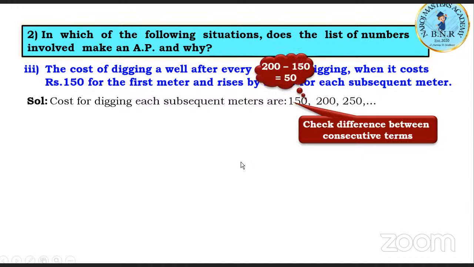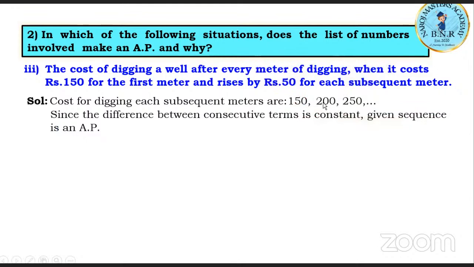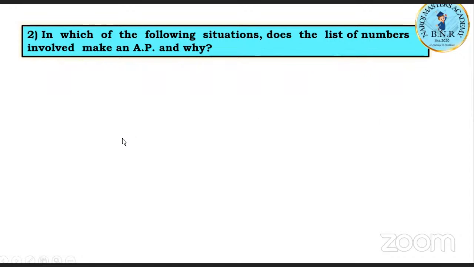So 250 minus 150 is the difference. How much? 50. Difference again 50. The next term's difference is also 50. Is it right? As the common difference is constant, can we say this statement is forming an AP series? Yes, it forms an AP series.